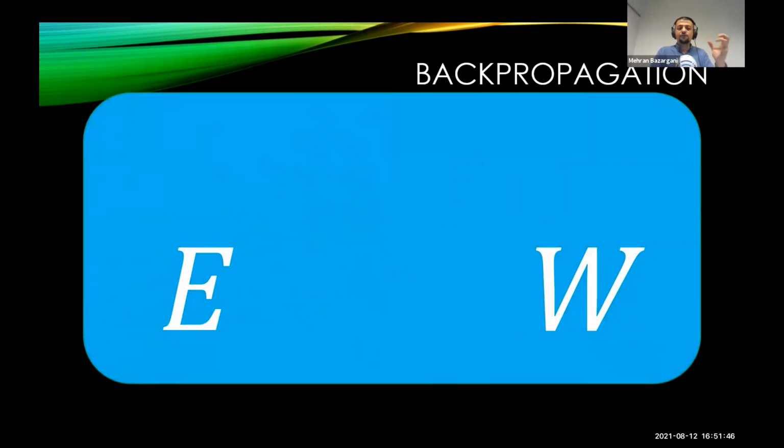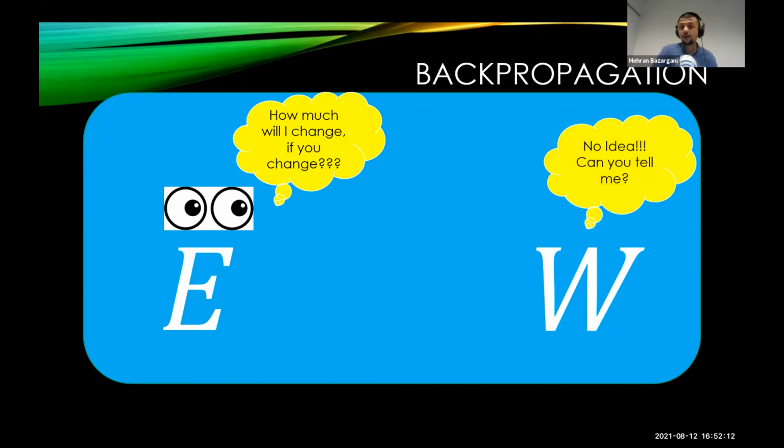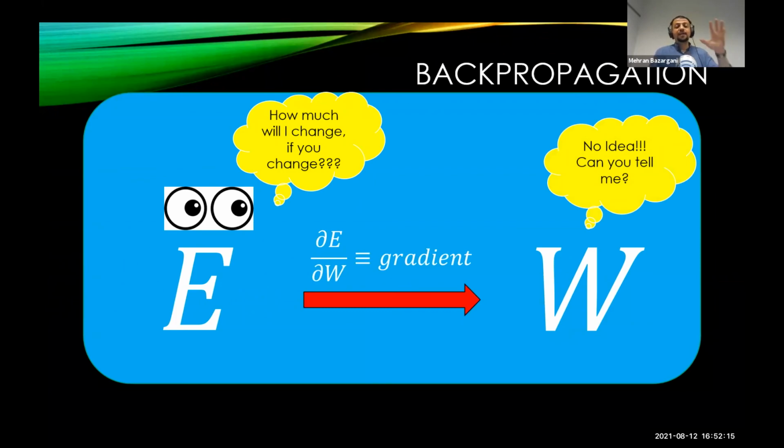So in other words, the error function, let's denote it with E, and then W, let's say it's one parameter of millions. Now, the error asks this question: how much will I change if you change a little bit, right? And then the weight says, well, no clue. I have no idea. Can you tell me? And then that is where the error computes its gradient with respect to that W, right? So the partial derivative of error with respect to W is what we call a gradient. And then the W says, great, now I know how to change.